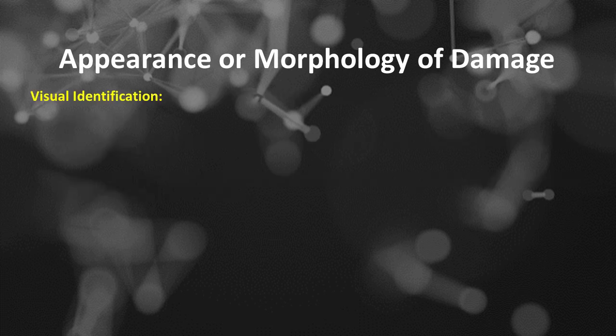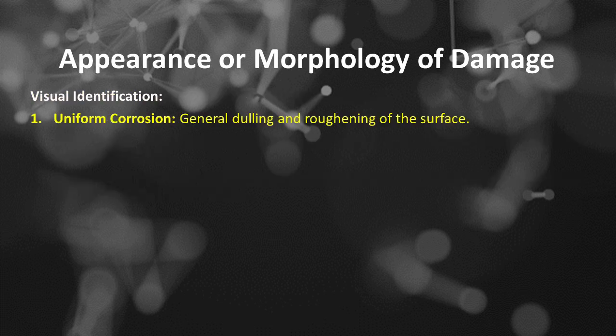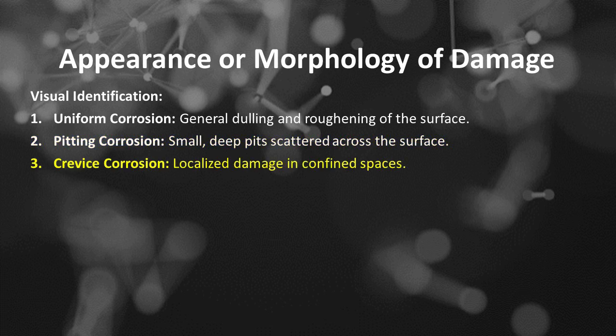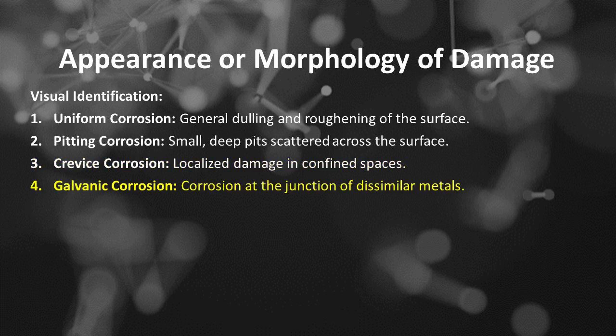Atmospheric corrosion visual identification. Uniform corrosion, general dulling and roughening of the surface. Pitting corrosion, small, deep pits scattered across the surface. Crevice corrosion, localized damage in confined spaces. Galvanic corrosion, corrosion at the junction of dissimilar metals.